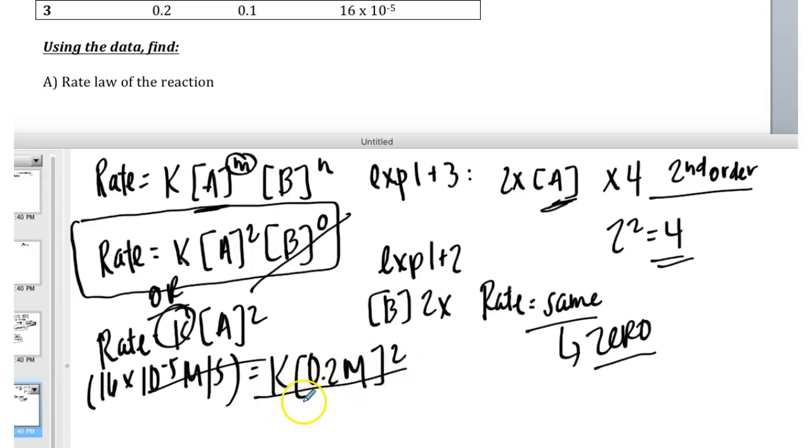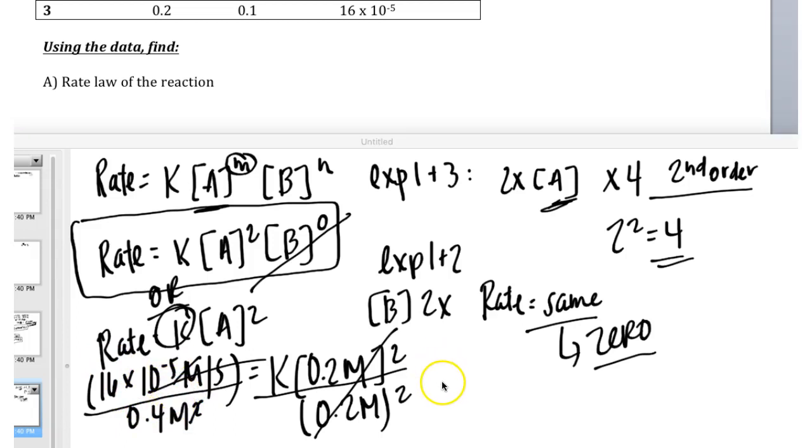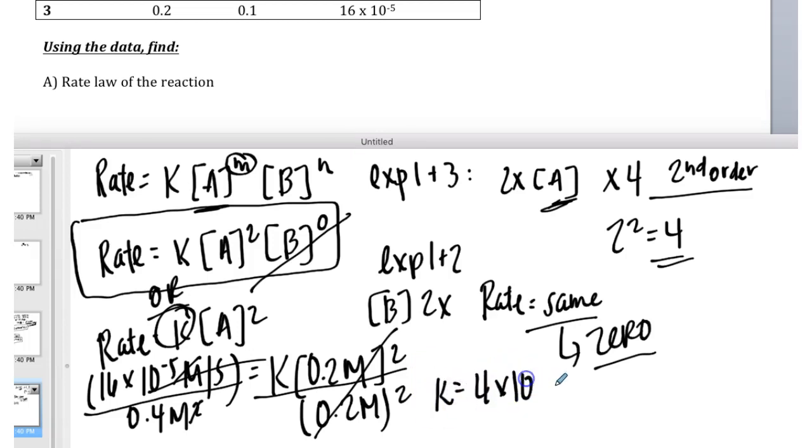So you're going to divide by 0.2 M to the second power. And I'm just going to do this. 0.2 times 0.2 is 0.4 molarity squared. This M cancels with one of these M's. And when you divide these two numbers, you get K is equal to 4 times 10 to the negative 4 power.